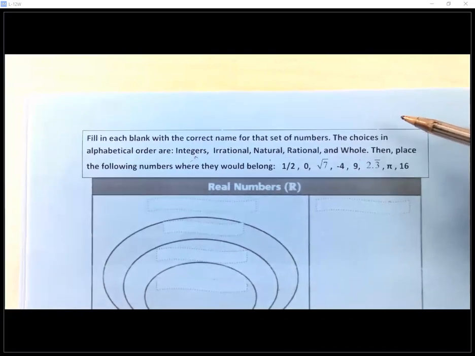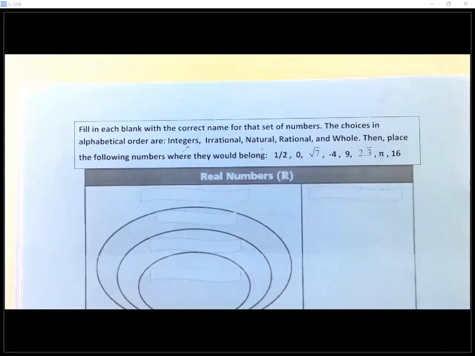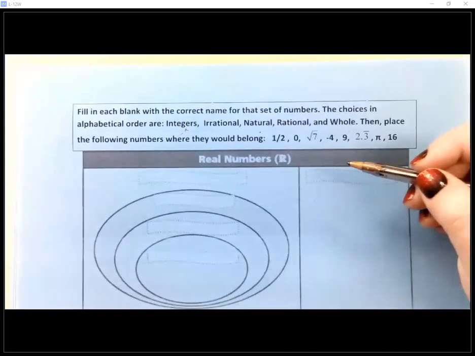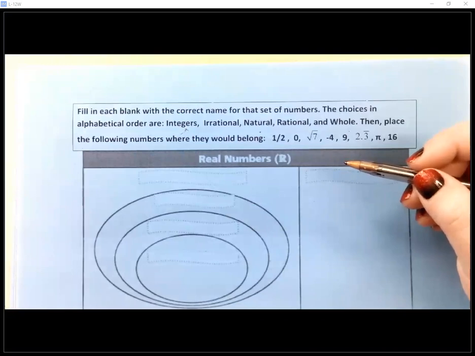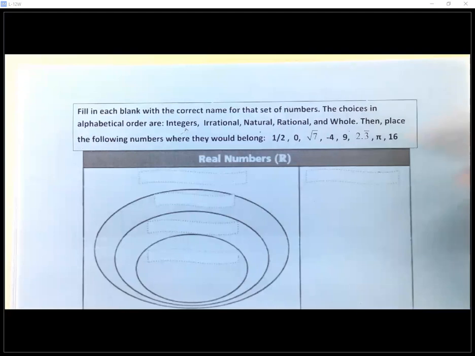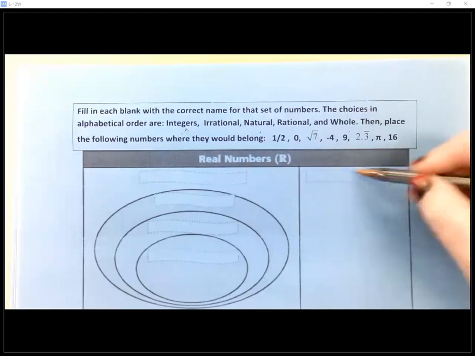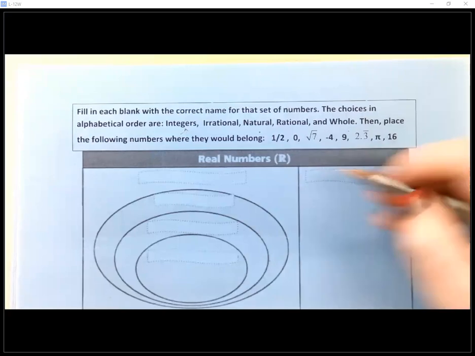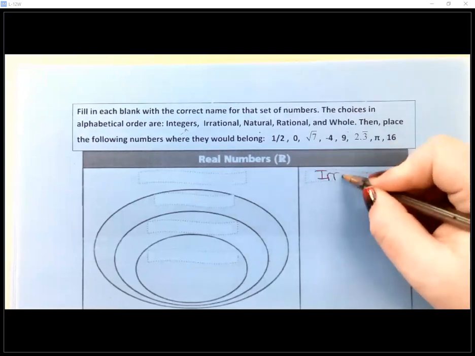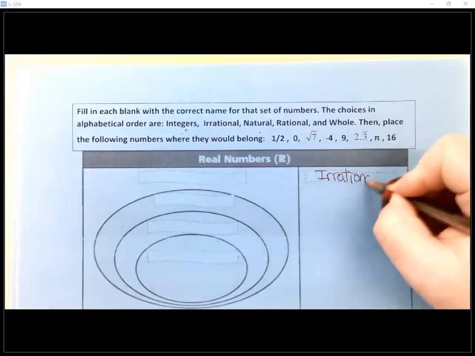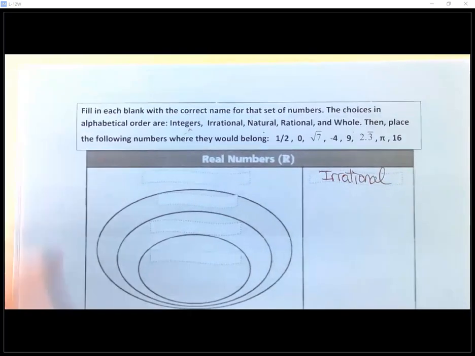All right, let's try the words together. Let's start with the easy one. I'll give you like 10 seconds. You got them? All right. What one has to go over here? Which is the one that's kind of separate? That's irrational. So double check that you have irrational there. Okay, that one's done.